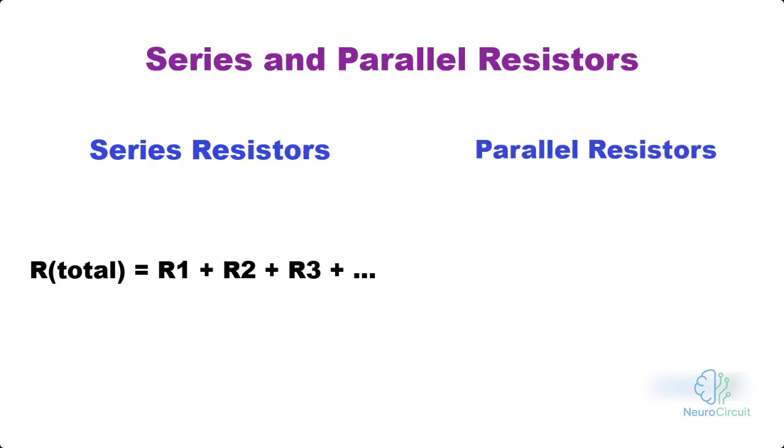Parallel resistors. When resistors are connected in parallel, the total resistance is calculated using the reciprocal formula like this. Example, 2 100 ohm resistors in parallel will result in a total resistance of 50 ohms.